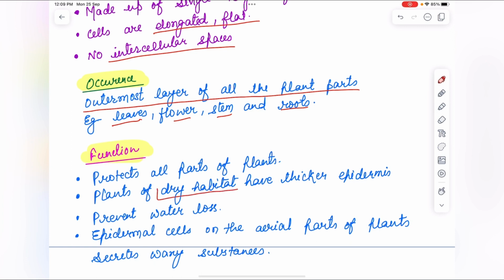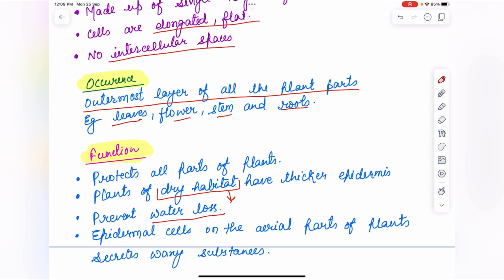Why will a dry habitat have a thicker epidermis? Because it protects the plant from water loss, because in the desert area there will be a scarcity of water, so it protects the plant from water loss. An example is the cactus. It prevents water loss.